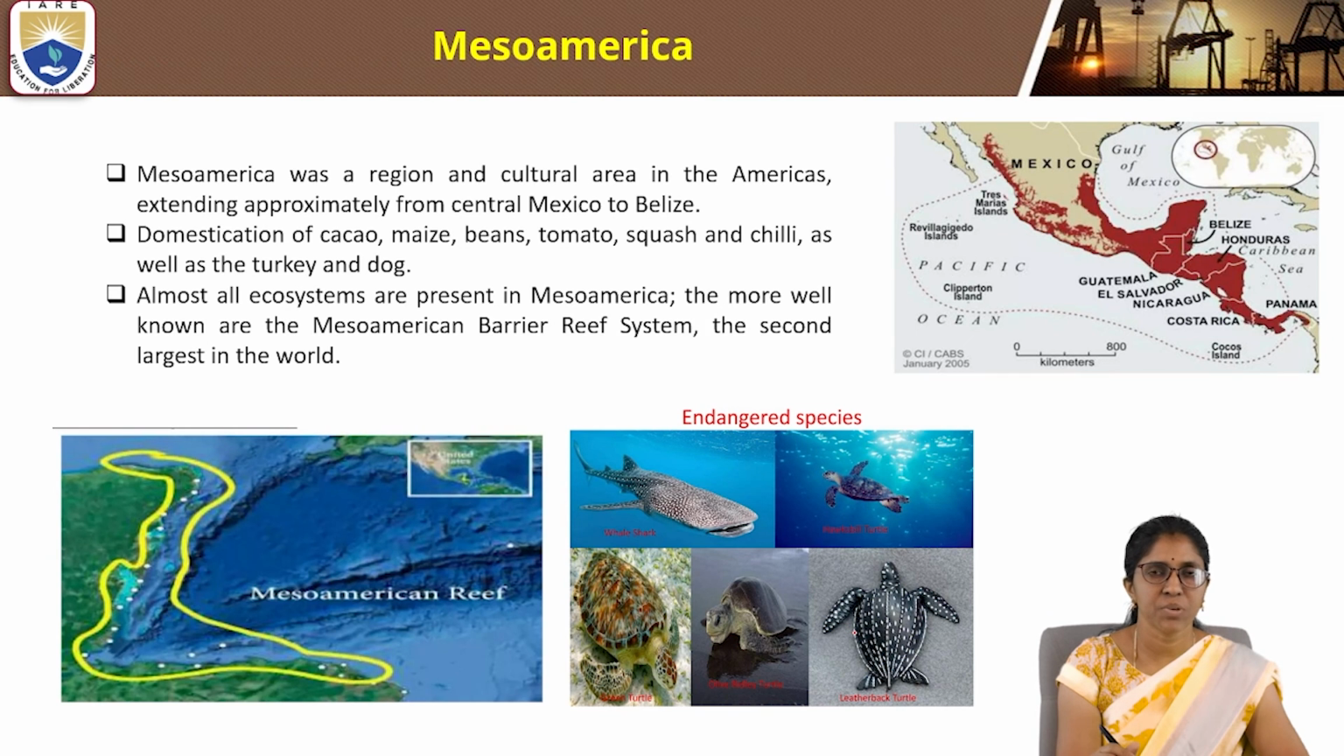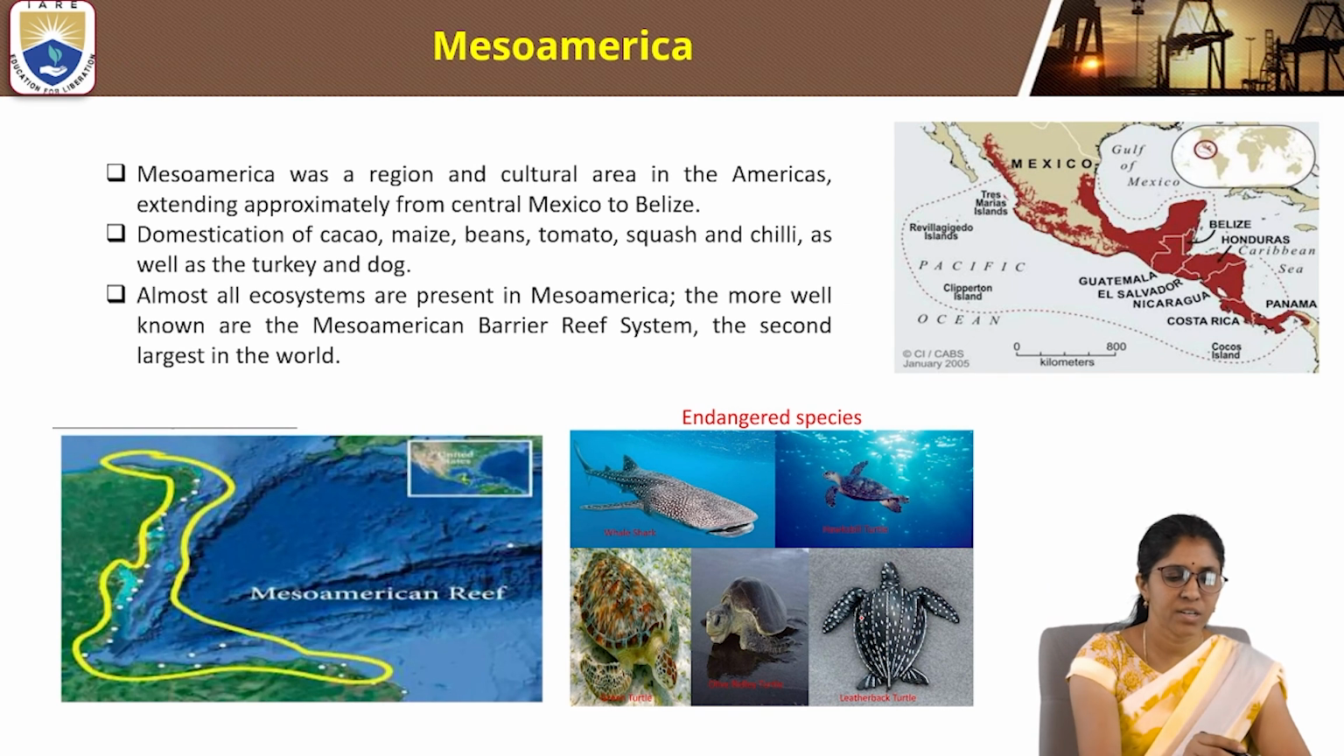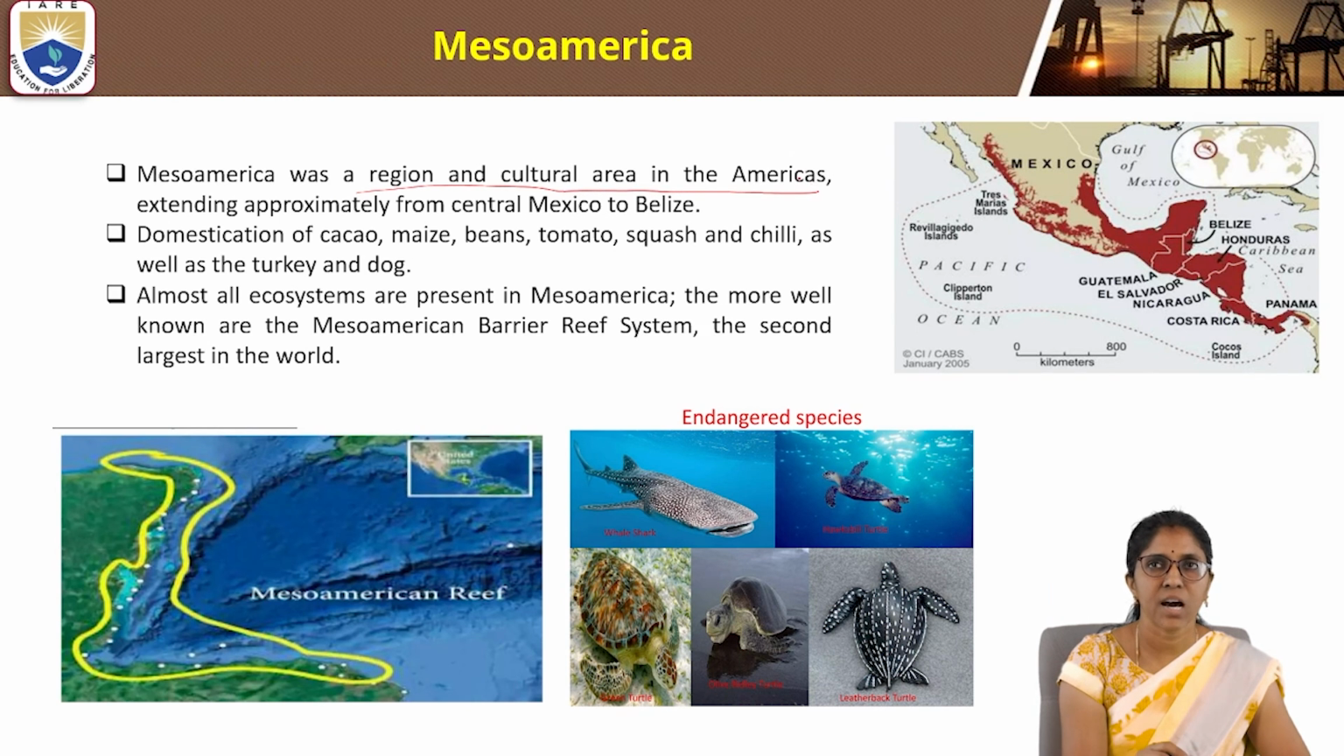Next one is the Mesoamerica hotspot. Mesoamerica was a region and cultural area in the Americas, extending approximately from central Mexico to Belize. Here, domestication of cacao, maize, beans, tomato, squash, and chili, as well as turkey and dog, took place. Almost all ecosystems are present in Mesoamerica.